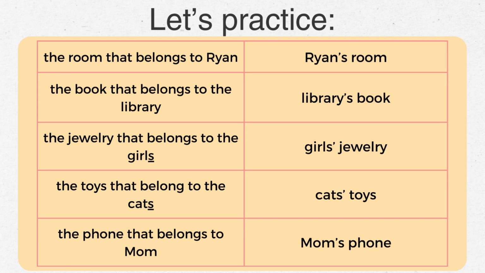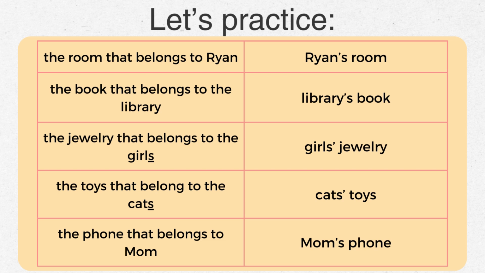All right, the room that belongs to Ryan becomes Ryan's room. Ryan is the owner. Ryan doesn't end in S, so we're going to add an apostrophe S, and he owns the room. The book that belongs to the library. The library here is the owner. Library does not end in S, so we're going to add an apostrophe S, and the library owns a book. Library's book.